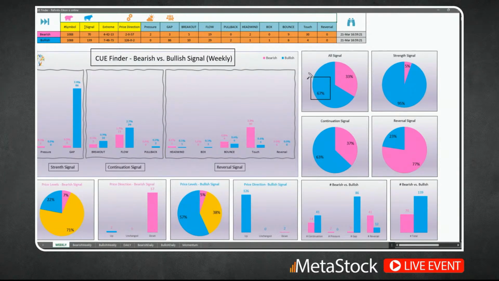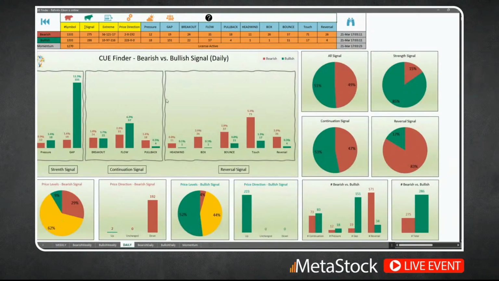All signals, today is just Monday, 67% still bullish, strength signal 95%, trend continuation 63. As of today, the weekly reversals are very bearish. This is weekly signals. They have some trade setups. These are the different Q trade setups, and then some other useful signals. There are other insights. I'll not go to all the signals, but let's look at daily interval.